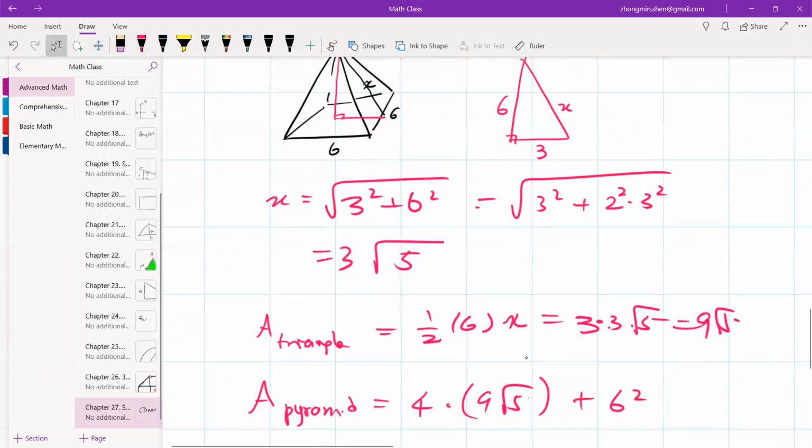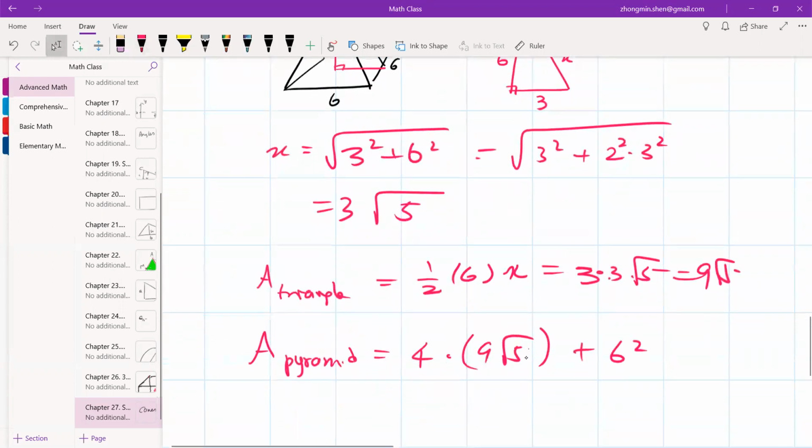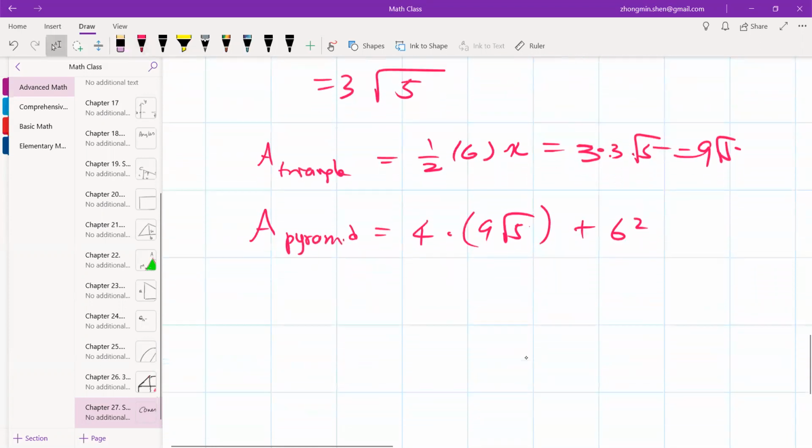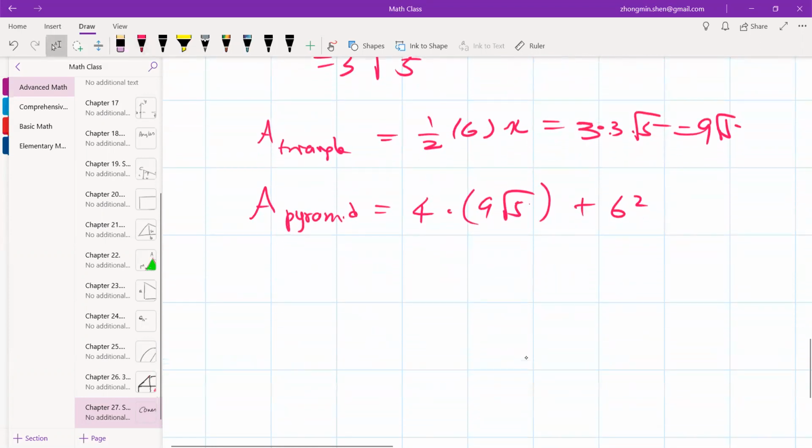So the difficult part here is just to find the height, find the x. I'm going to give you a similar problem to do. This time, the pyramid consists of 4 equilateral triangles. So this is slightly different.